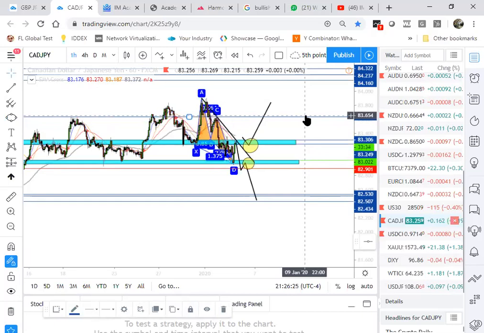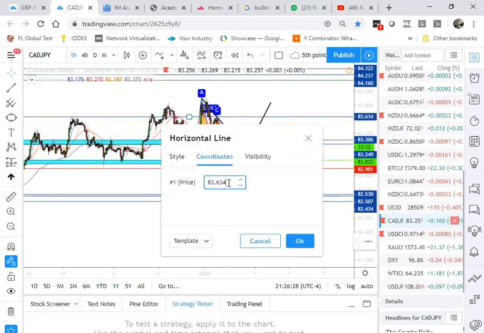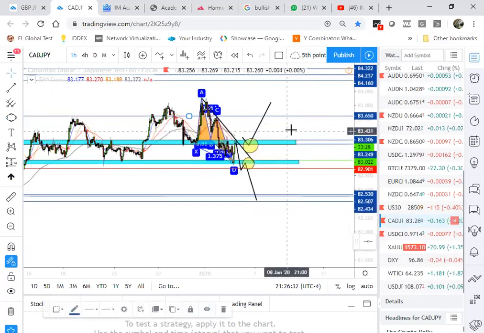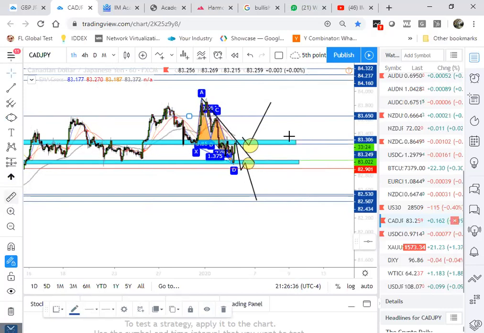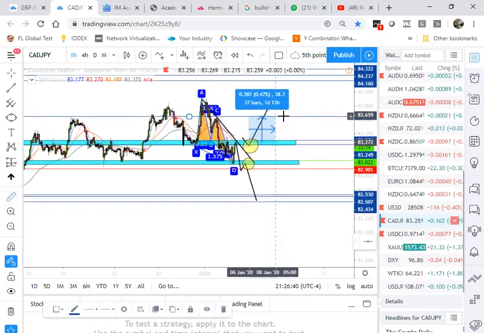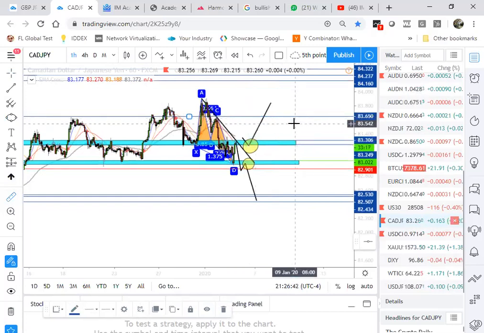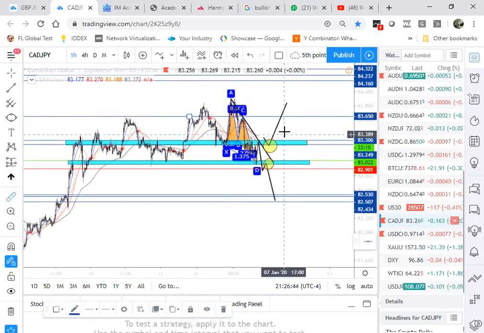83.65, right? And that's how many pips? That's about 40 pips thereabouts. All right.